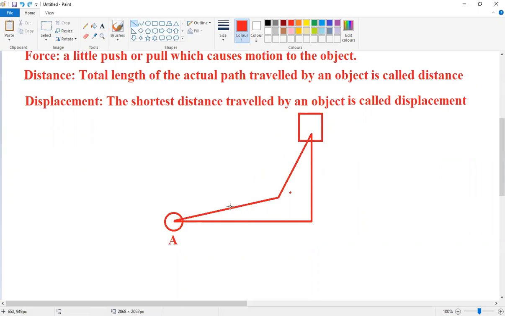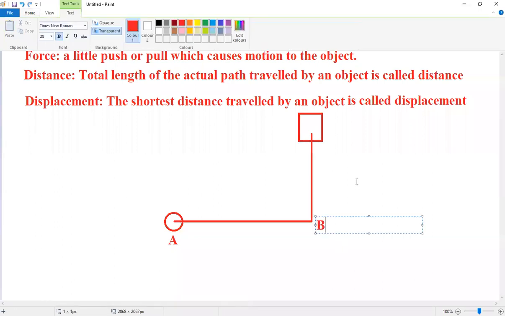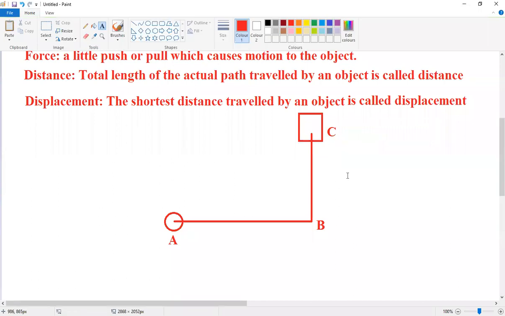Now see, the actual path is this. That means to reach your school, you need to follow this path. First, you need to go from point A to point B, then to point C, where your school is located. So A to B, then B to C. This is the actual path.